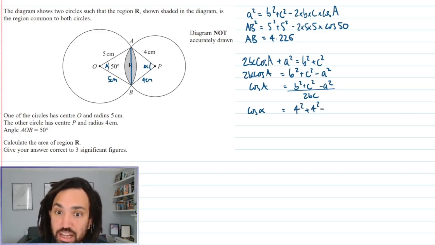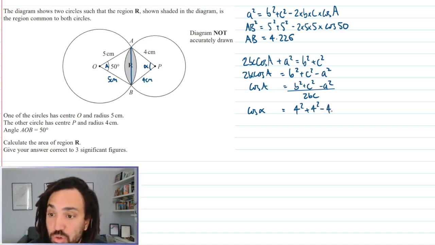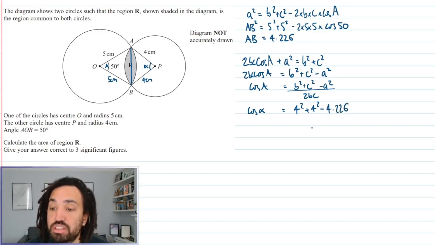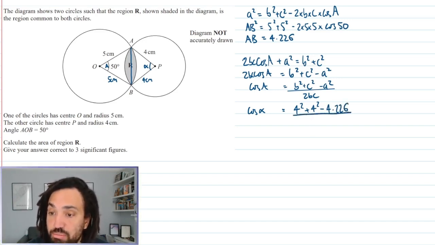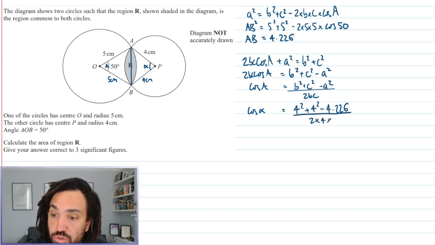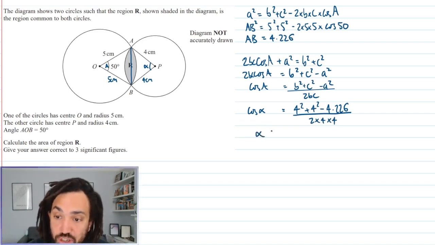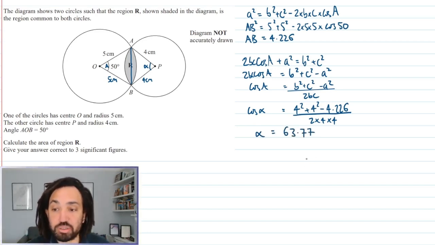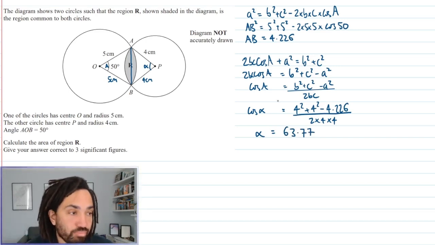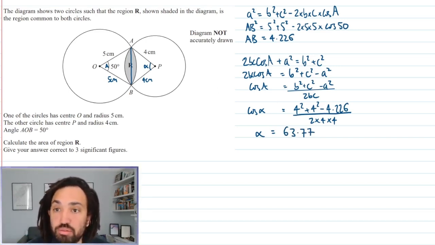A is the side opposite the angle we're looking for, which is the chord, which is the one we've already worked out, which was 4.226, and that's all divided by 2 times 4 times 4. Okay, so we can get a value for that. It will be a decimal value, and then we'll take the inverse of cosine to find alpha, and we get an angle of 63.77 when we put that into our calculators. Okay, brilliant. That's really helpful.